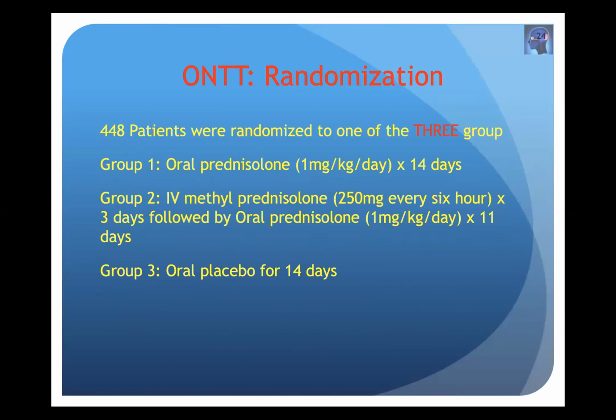Group 1 was treated with oral prednisolone 1 milligram per kg per day for 14 days. Group 2 was treated with IV methylprednisolone 250 milligram every 6 hours for 3 days, followed by oral prednisolone 1 milligram per kg per day for 11 days. And group 3 was treated with oral placebo for 14 days.